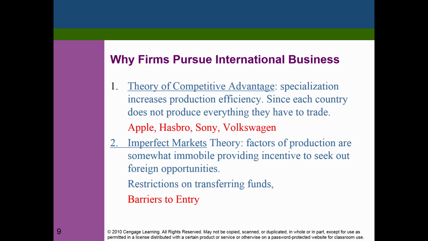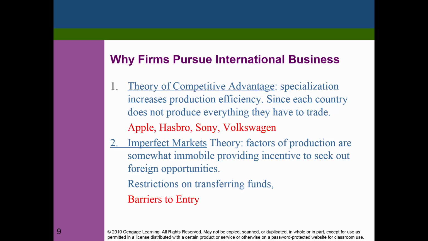So in all these cases, this talks about the theory of competitive advantage, which basically says that companies should be specializing in certain activities, and then they should be doing the other activities in other countries that might have a competitive advantage.